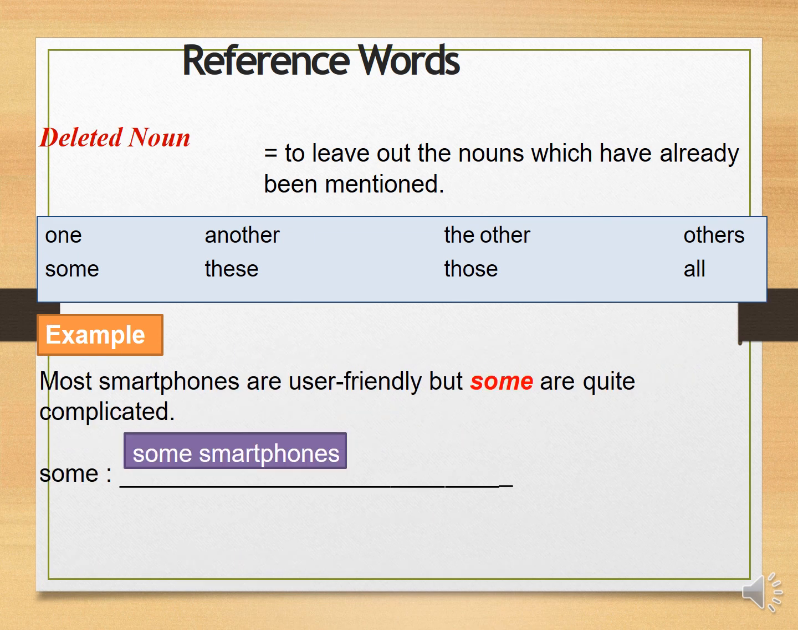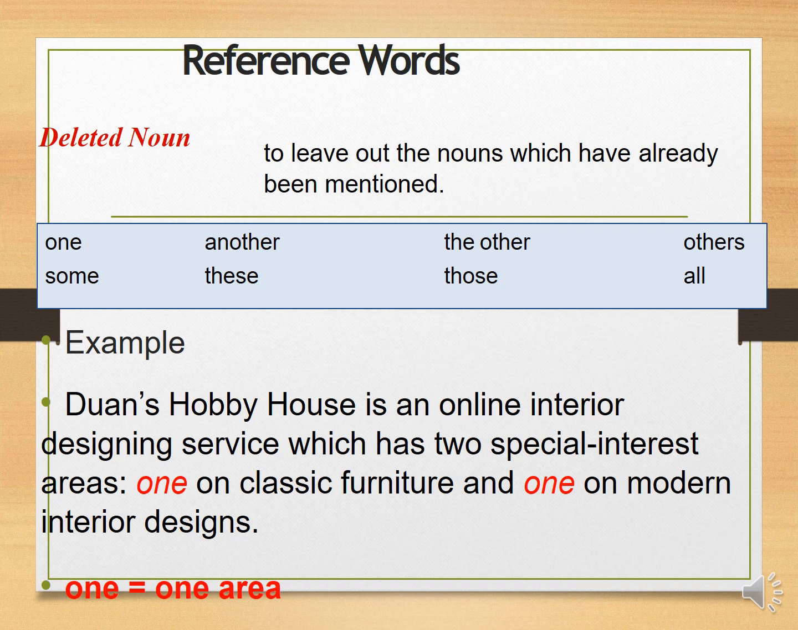Next, most smartphones are user-friendly, but some are quite complicated. So most smartphones are user-friendly, some smartphones. Okay. Duan's Hobby House is an online interior designing service which has two special interest areas, one on classic furniture and one on modern interior design. So one here means one area because two special interest areas. So one is referring to one area and another one is referring to one area.